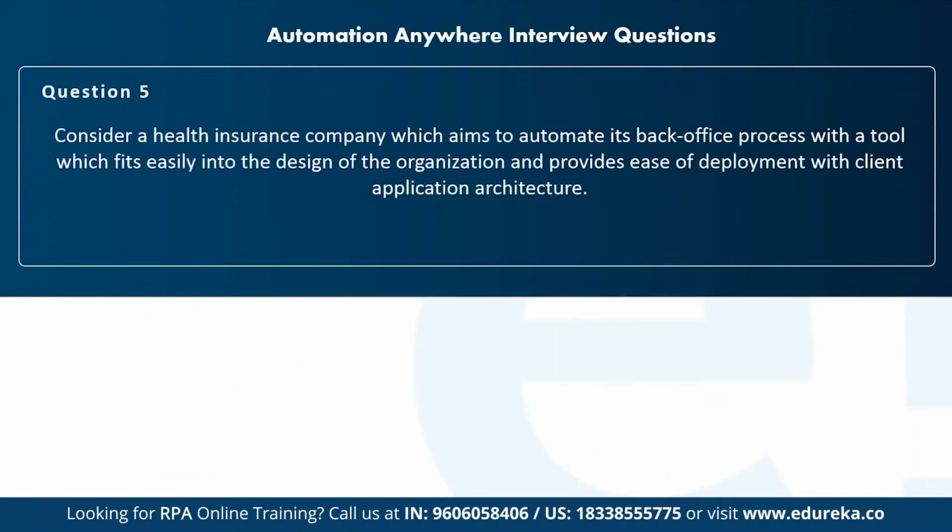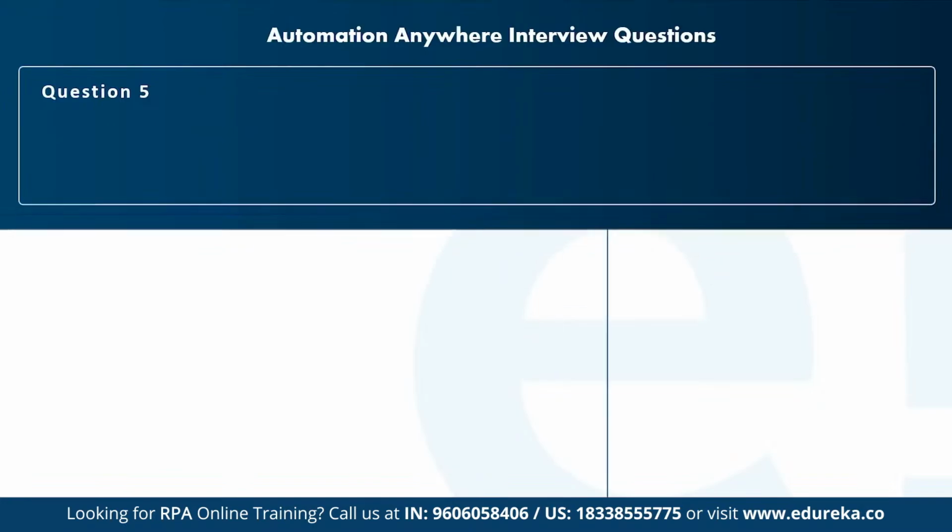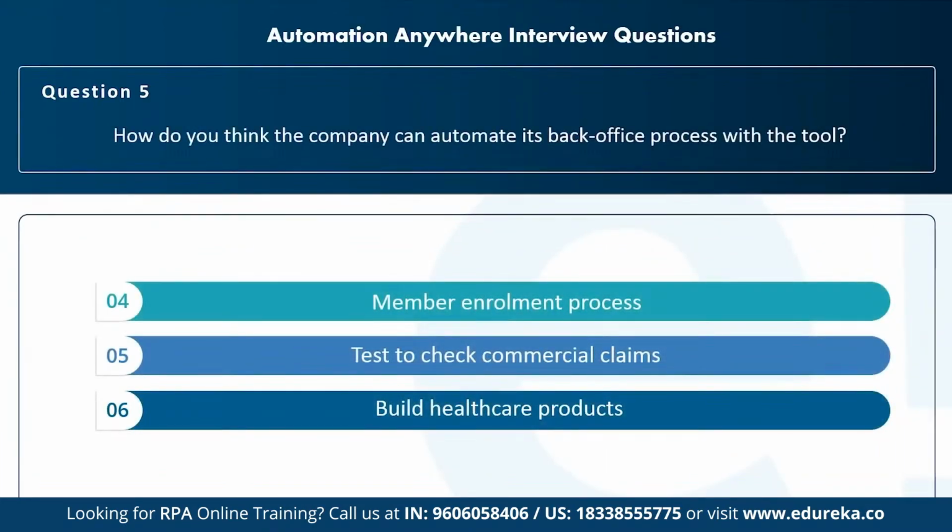Now consider a health insurance company which aims to automate its back office processes with a tool which fits easily into the design of organization and provides an ease of deployment with the client application architecture. Now, how do you think the company can automate its back office process with the help of the tool? Well, according to me, a health insurance company must focus on automating mainly three tasks. That is the member enrollment process, the test to check commercial claims, and build healthcare products.